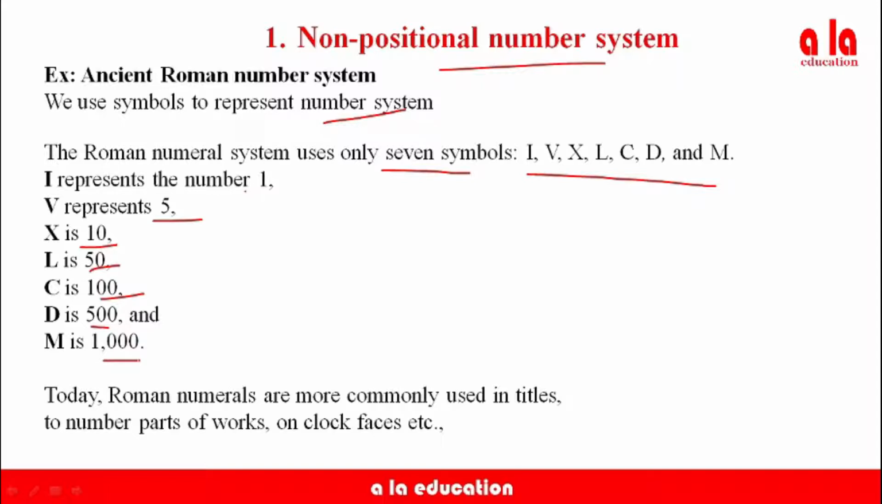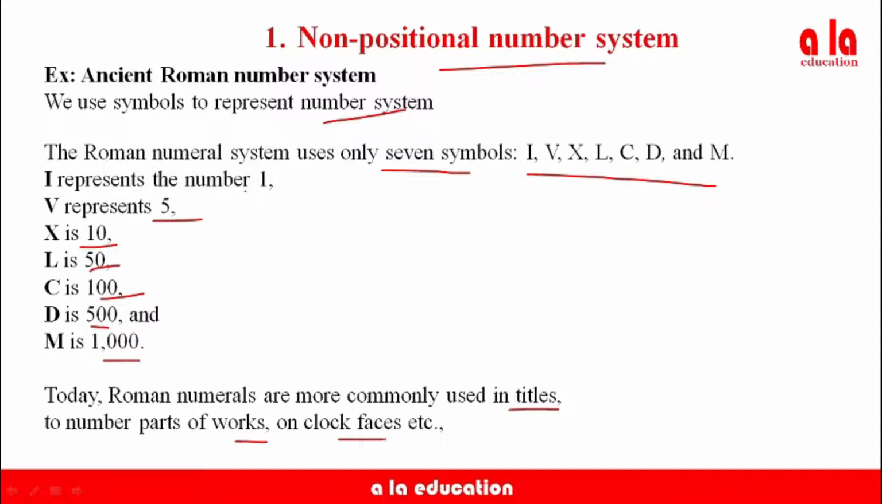Today, Roman numerals are more commonly used in titles. For example, Napoleon 1, Napoleon 2, Elizabeth 2, like that. We use this non-positional number system for representing titles. Not only titles, we use it to represent parts of a work and on clock faces. This is the simple application we find everywhere for the non-positional number system. If you see a wall clock or some hand watches, you will see only this ancient Roman number system representation.